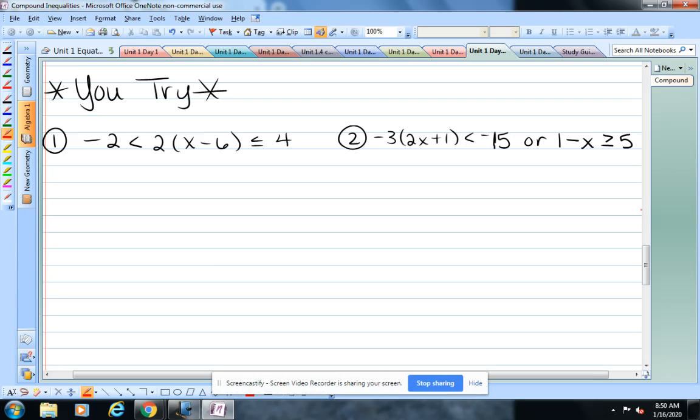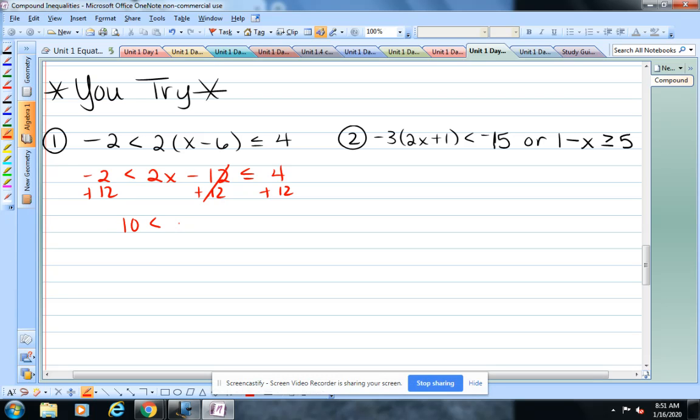So, number 1, is it an and or an or? How do you know? It doesn't say or. Very good. So, let's distribute in the middle. Negative 2 is less than what goes in the middle? Negative 2 is less than 2x minus 12, which is less than or equal to 4. Does everybody get that when they distributed? Now you need x in the middle by itself, so what do we do? Add 12 everywhere.